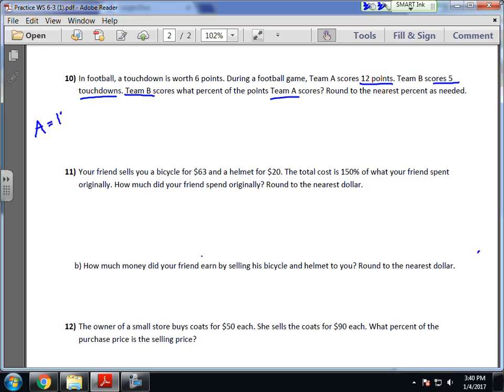They get 12. What about B? It doesn't tell us how many points, it tells us how many touchdowns. I know they got 5 touchdowns, but how many points is that? Well, each one's 6 points, so I have to do 5 times 6. I end up with 30. Now they're very clear. They tell us they want us to put Team B scores, then Team A scores. I don't know what the percent is, but I know I have to put Team B first, and then Team A.